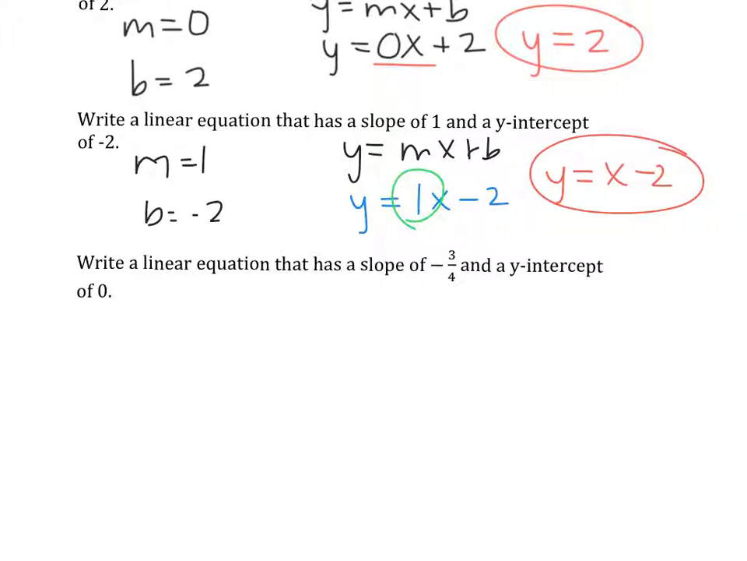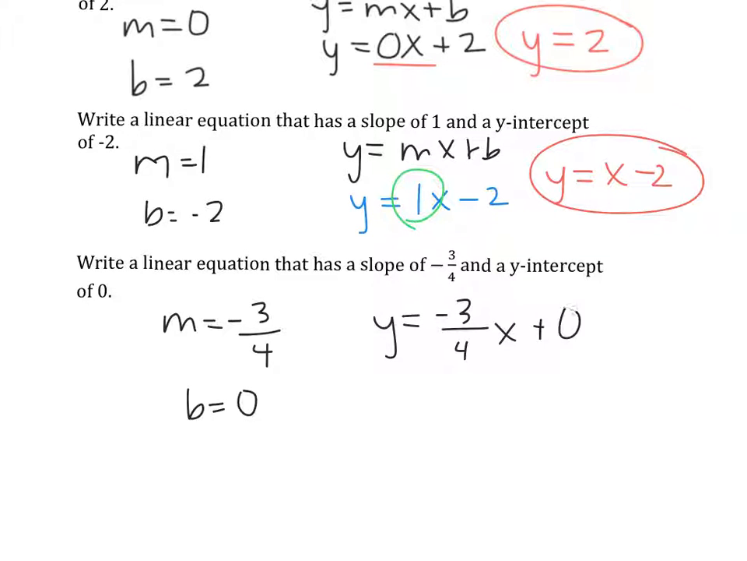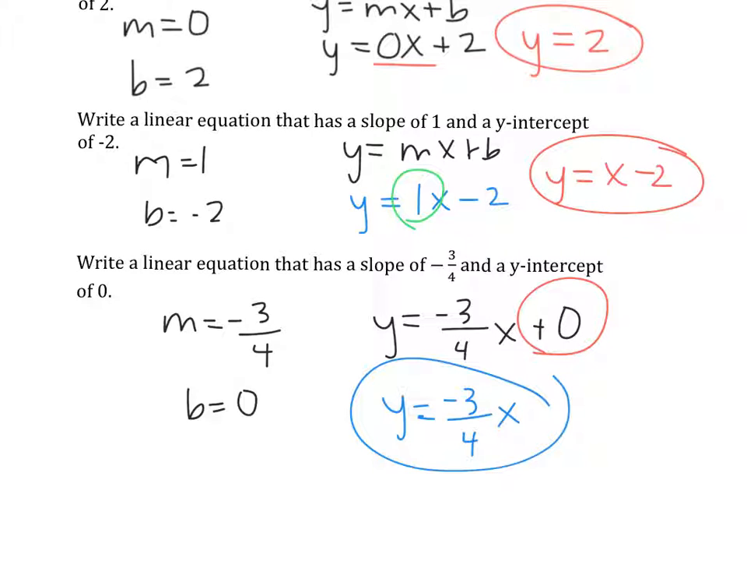All right, in the last equation here, write a linear equation that has a slope of -3/4 and a y-intercept of 0. So it's going to be y equals -3/4 x plus 0. But similar to the last example, do I need to write a plus 0? I don't. Because it's 0, it's unneeded. So my equation is y equals -3/4 x.